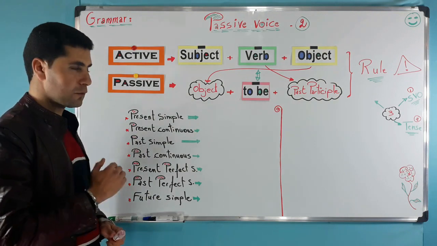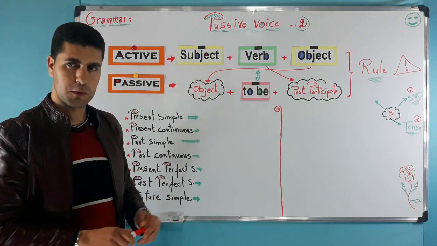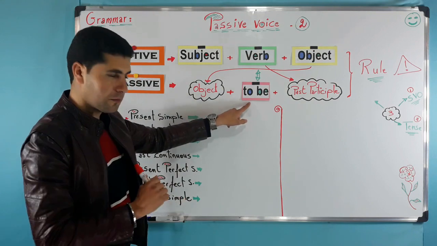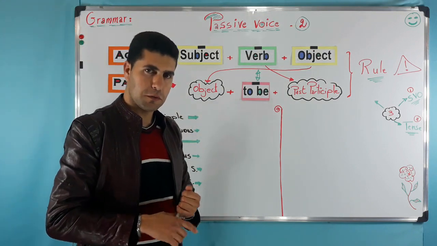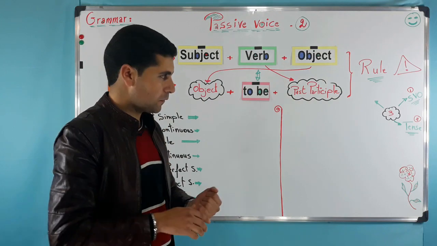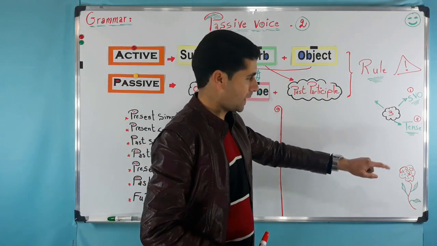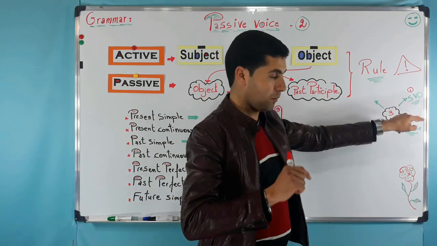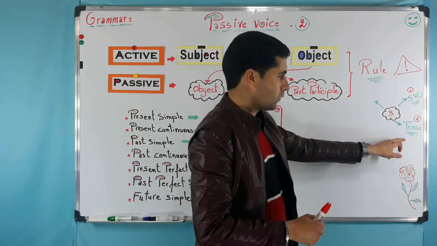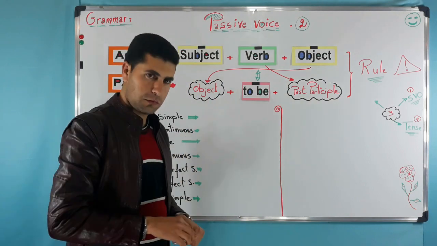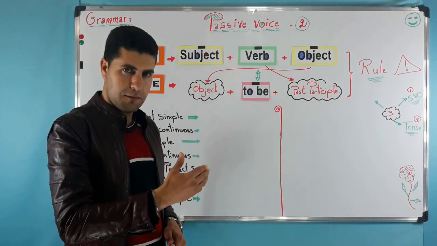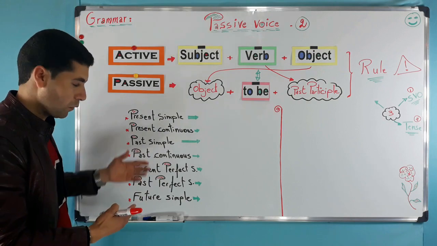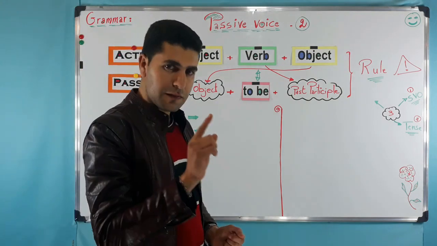Now, in this episode, we are going to continue talking about the passive voice, and we are going to focus on the verb to be. In the previous episode, we saw 3 steps to make a passive sentence. Number 1 is to identify the subject, the verb and the object. Step number 2 is to know the tense of the sentence. Is it present simple, present continuous, past simple, past continuous, or all the other tenses? So this is number 2.